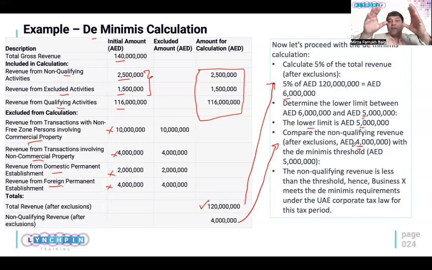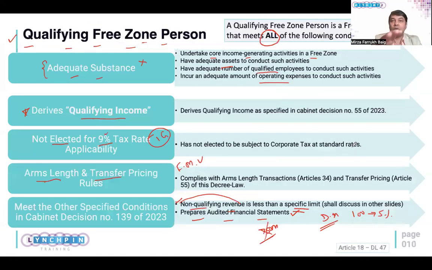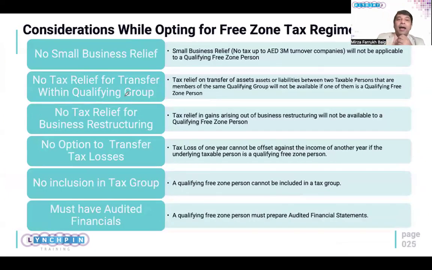Now, supposedly, if I am the one who is opting for this, okay, I fulfill all my conditions, and I decided that I would be the qualifying free zone person. So what will happen here now? There are certain consequences. The consequences are that I cannot take the small business relief, which we know that if the turnover is up to 3 million, I don't have to pay any taxes till 2026. But in case I am opting for the qualifying free zone person, then I cannot avail this.